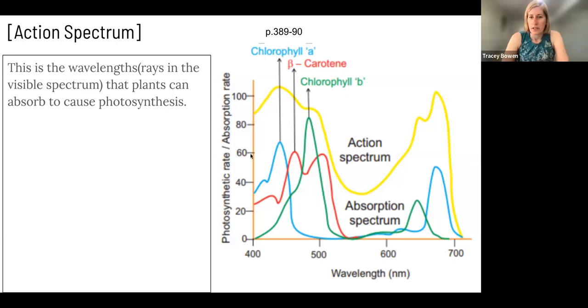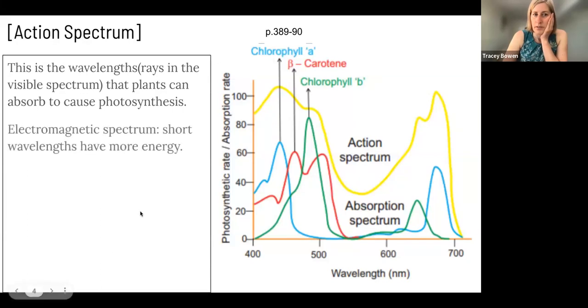And then if we're looking at the absorption spectrum, that's this blue, green, and red line down here, that's how much light is being absorbed. So we can see that light is being absorbed in the wavelengths of 400 to 500 nanometers, and then also between 600 and 700 nanometers. So in the electromagnetic spectrum, short wavelengths have more energy.